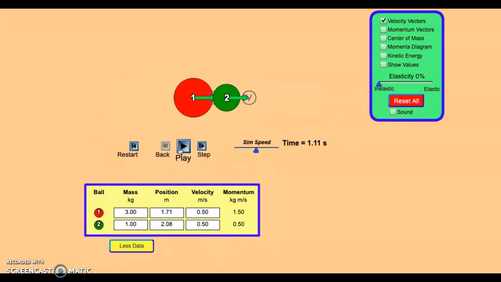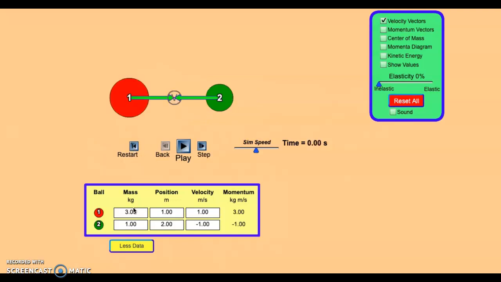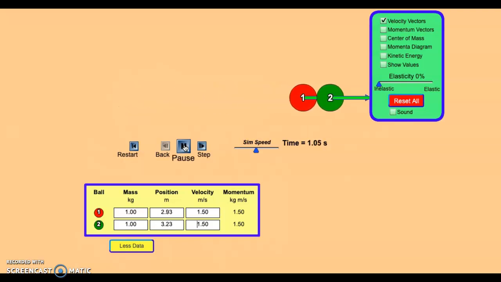For our final inelastic collision, we are going to have equal masses, and they're going to be going in the same direction. However, object 1 is going to be moving faster than object 2. And there is that data.